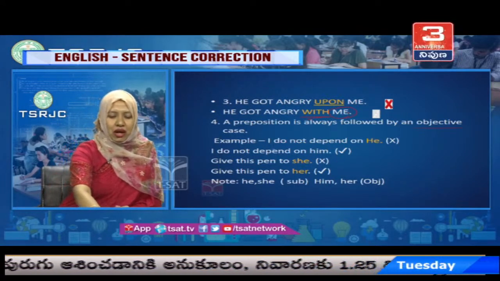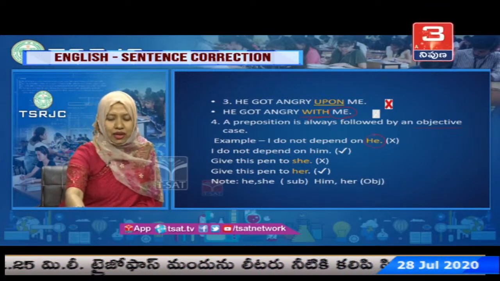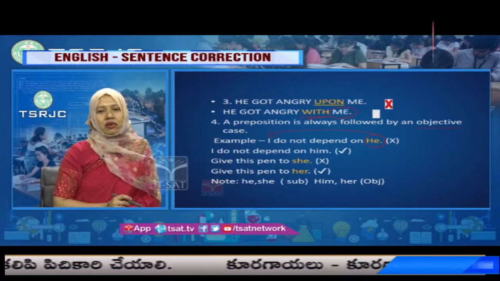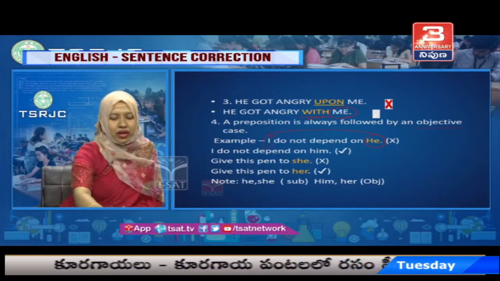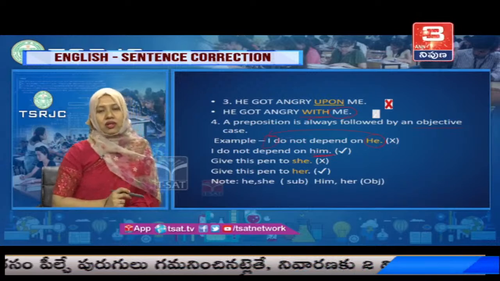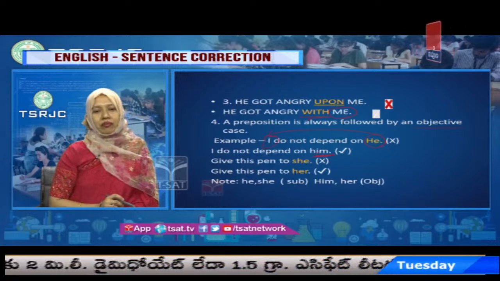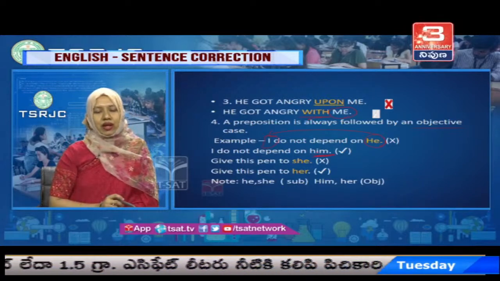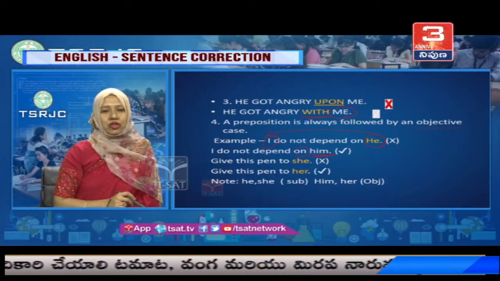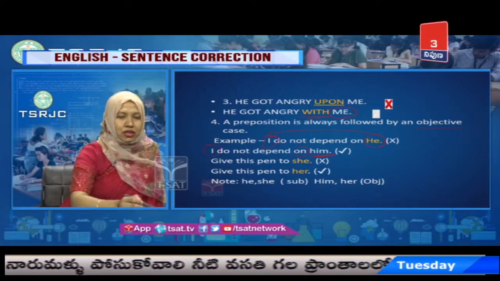Now, another example, I do not depend on he. He is a subjective pronoun. Never use it in the objective case. Subjective case, objective case. In the objective case, the correct pronoun is him. I do not depend on him is the correct sentence. On is the preposition here. Him is the objective pronoun. I is the subjective pronoun.